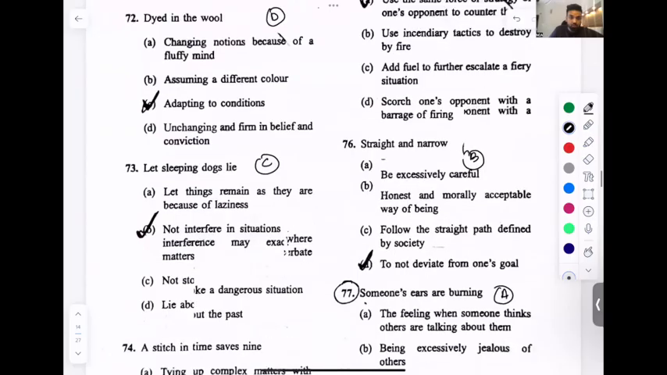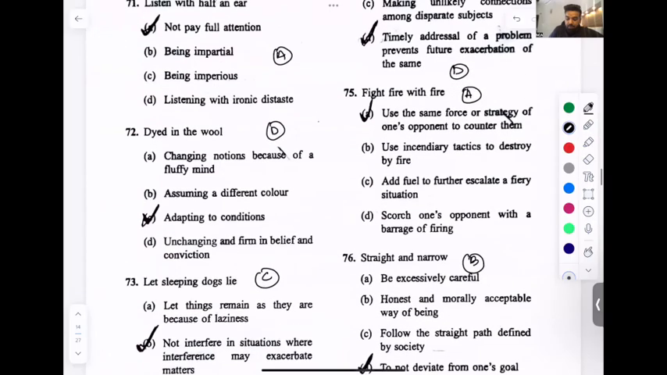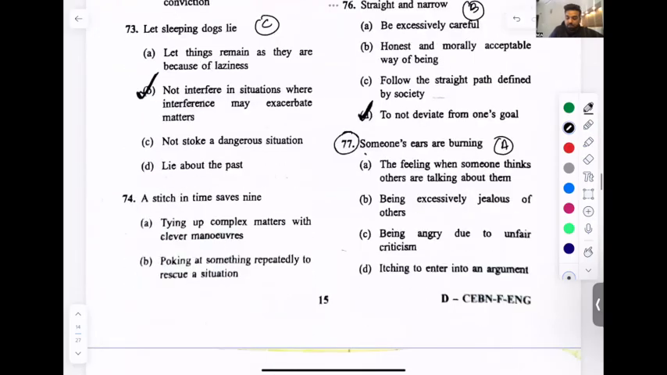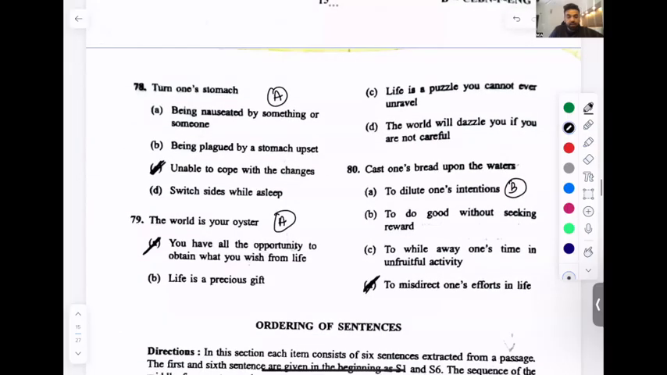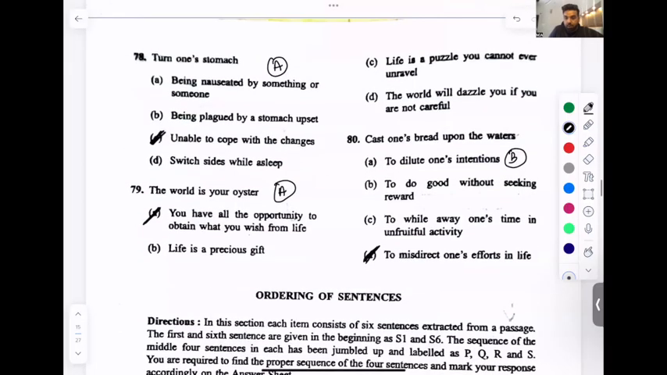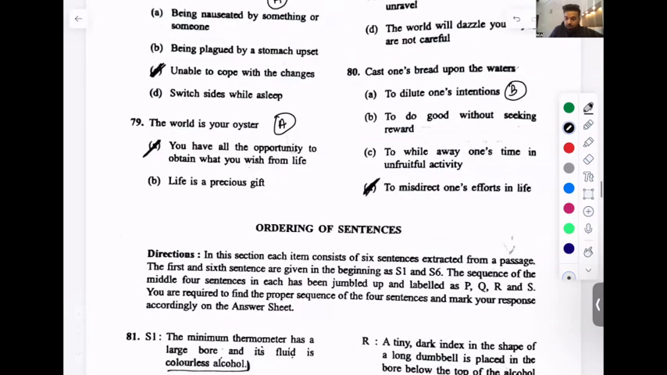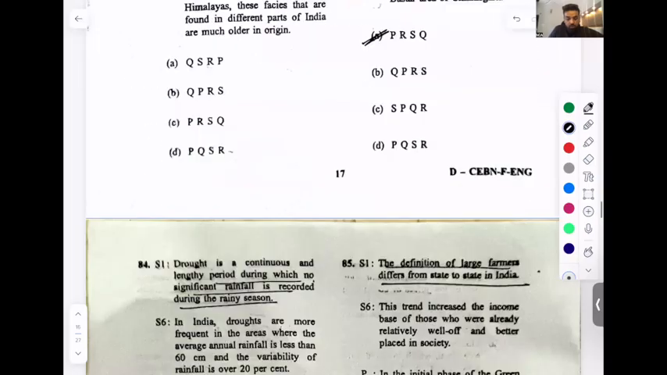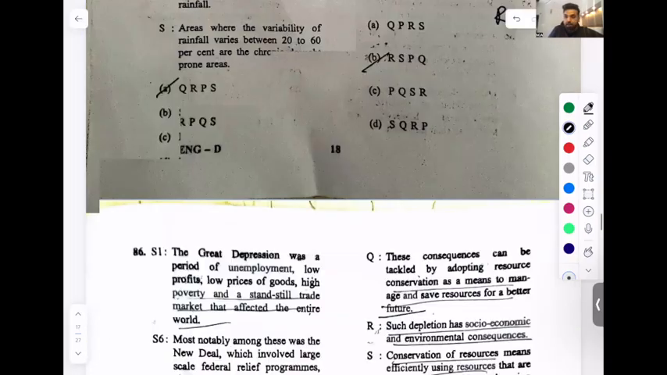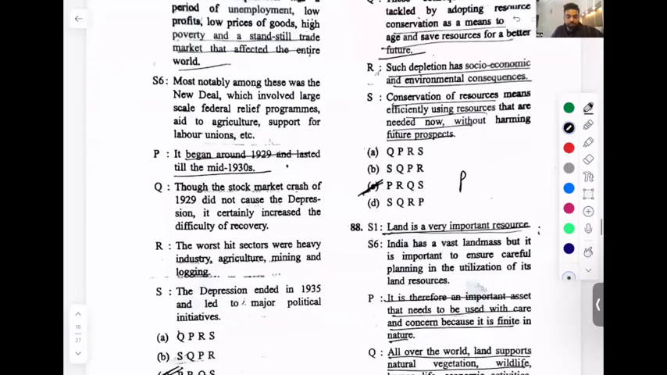This is something that I think you should have done. Delta. 75th, alpha. 76th is bravo. 77th is alpha. 78th would be alpha. 79th, alpha. And 80th is bravo. Casting one's bread upon the waters is to do good without seeking something back for you. I've not done 81 to 90 because I wanted to give the answer key quickly. So give me 1 hour, I'll be sending you the answers for the same.